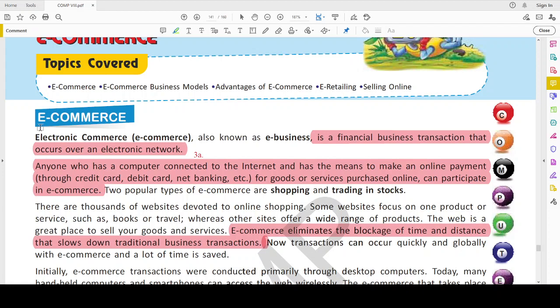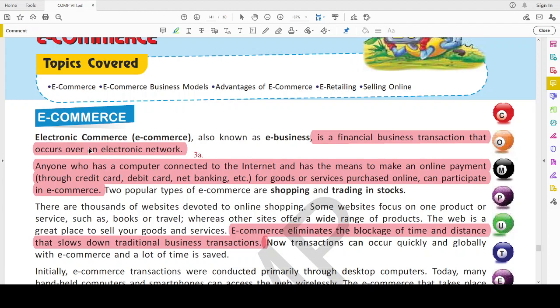So what is e-commerce? It's electronic commerce. In short, it is written as e-commerce. Also, it is known as e-business and is a financial business transaction that occurs over an electronic network.